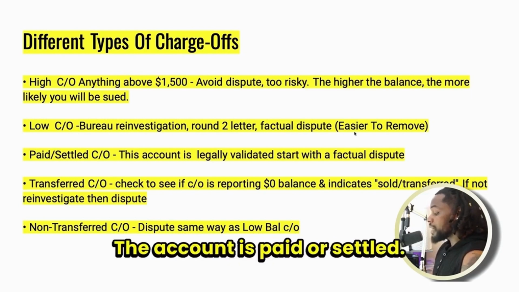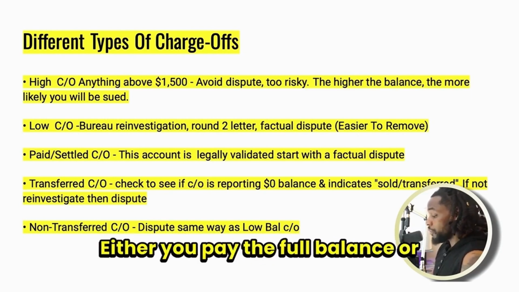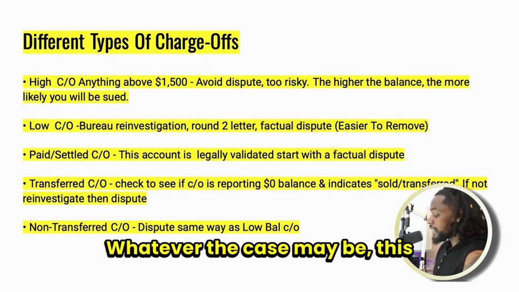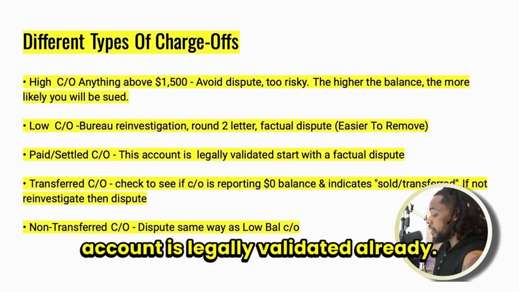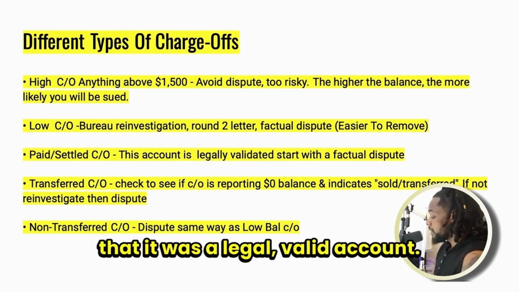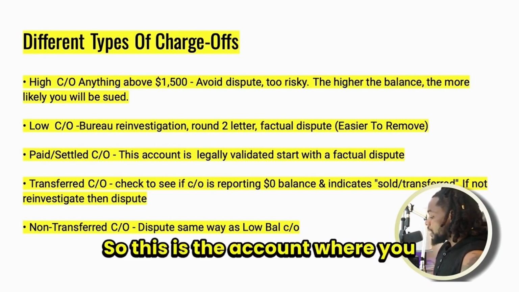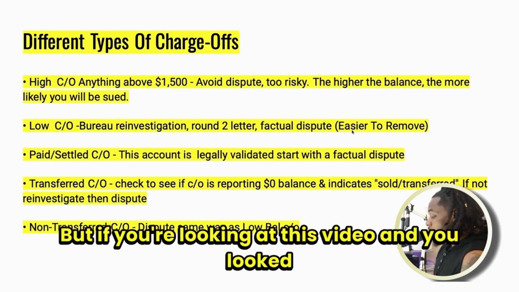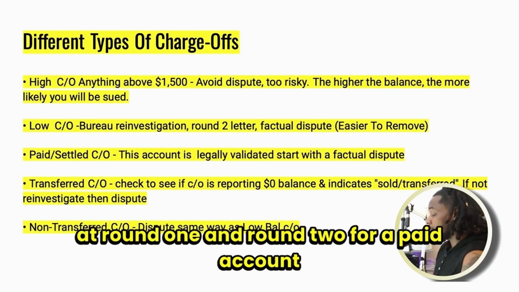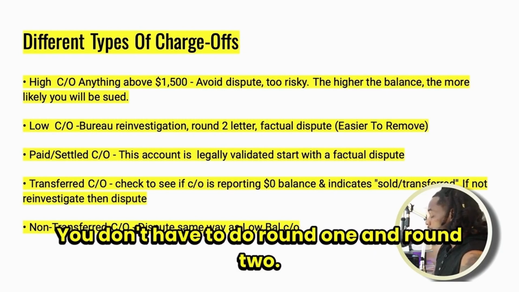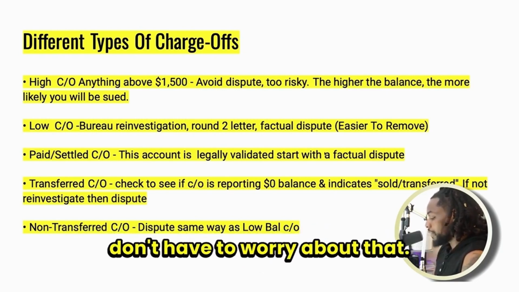Paid accounts, the account is paid or settled. Either you pay the full balance or you settle for a lower amount. Whatever the case may be, this account is legally validated already. Technically, when you paid it off, you said that it was a legal, valid account. So this is the account where you are going to do factual disputing, but if you're looking at this video and you looked at round 1 and round 2, for a paid account or settled balance, you can just jump to round 3. You don't have to do round 1 and round 2. The account's already validated, so you don't have to worry about that.